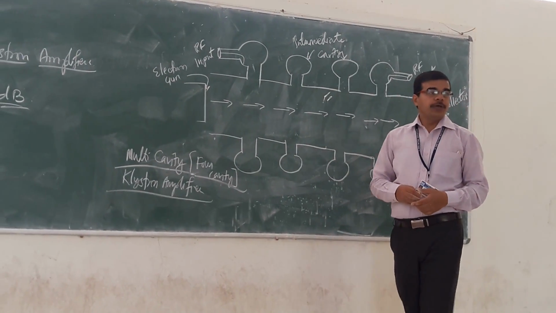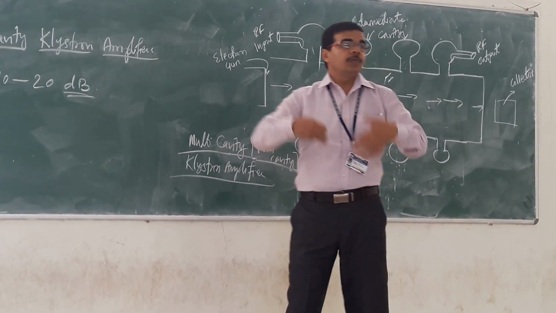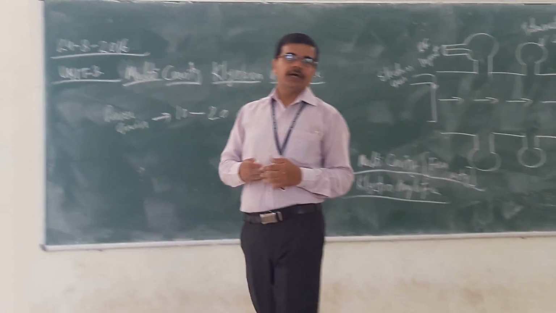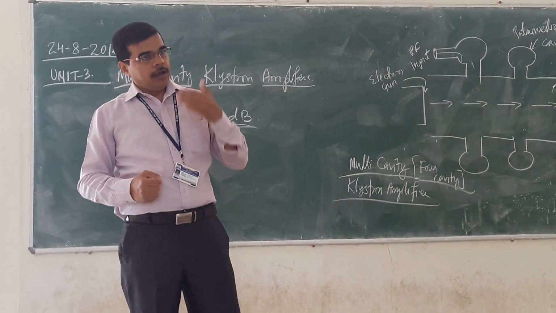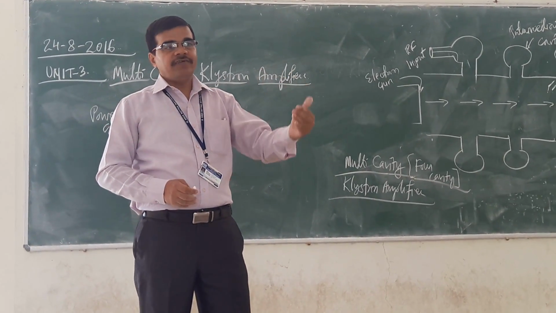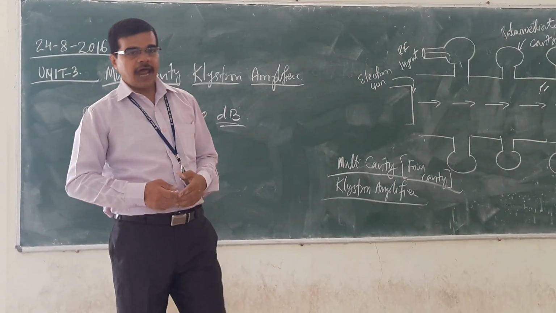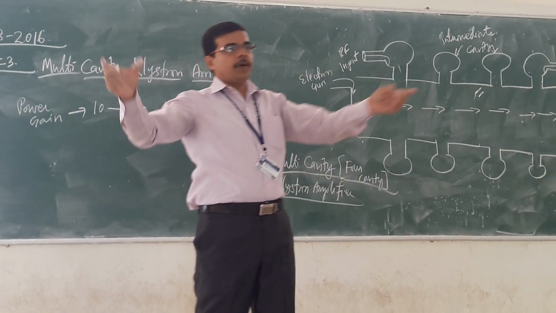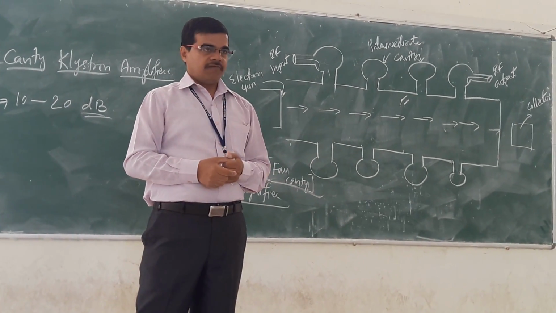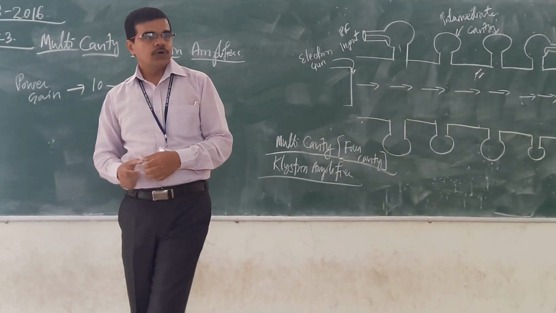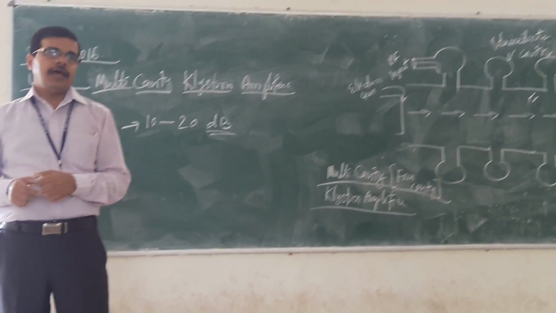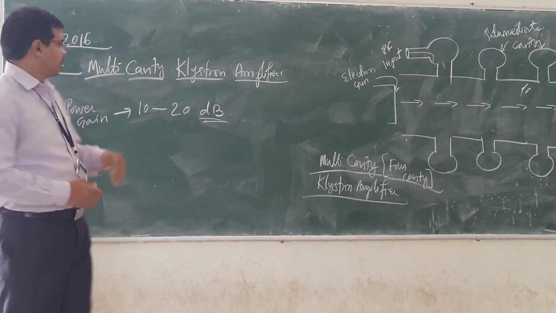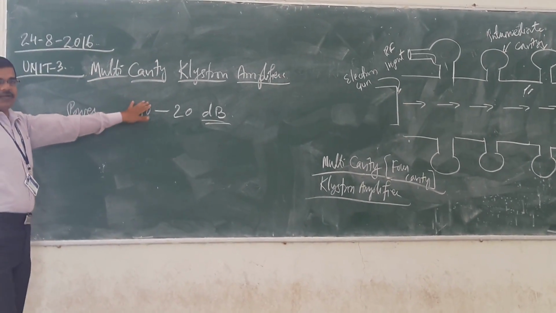But if you want that gain should be more, then what should we do? One option that is available with us is that we can go for multiple two cavity Klystron amplifiers. We can have two cavity Klystron amplifier, two cavity Klystron amplifier, two cavity Klystron amplifier. So multiple numbers of two cavity we can have. This is one option. When we are going for multiple two cavities, then we can improve the power.